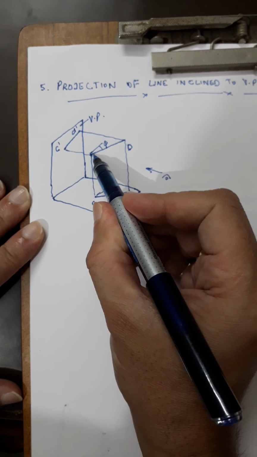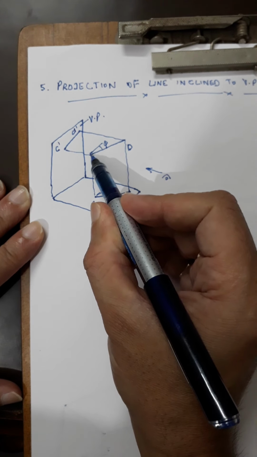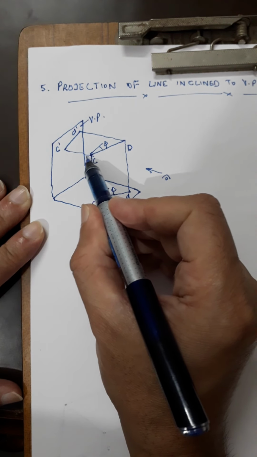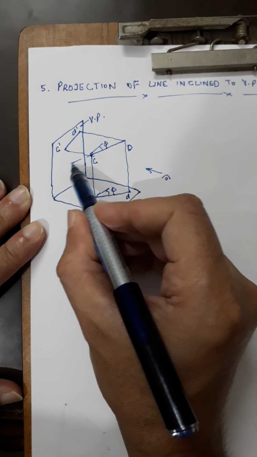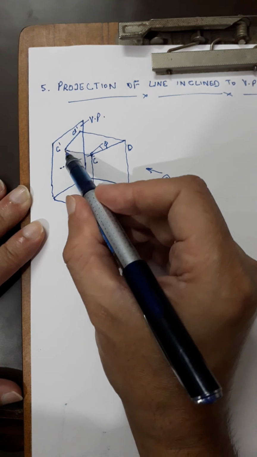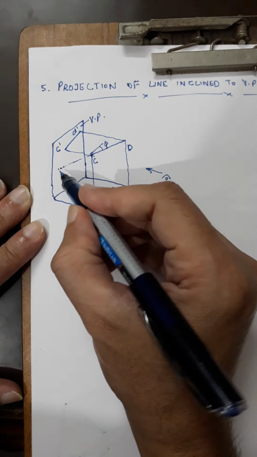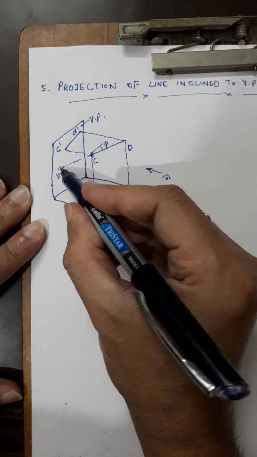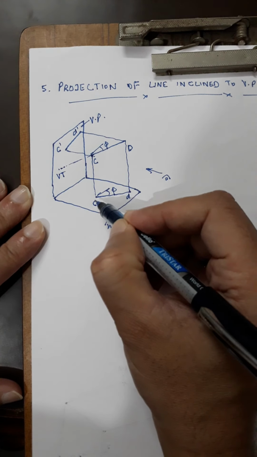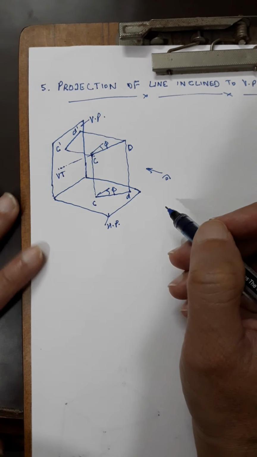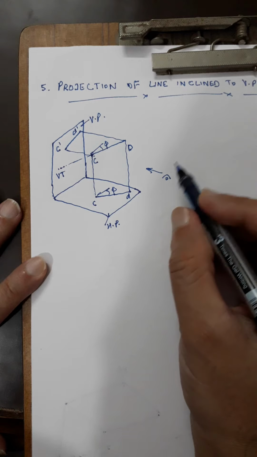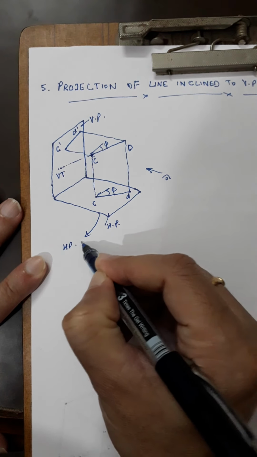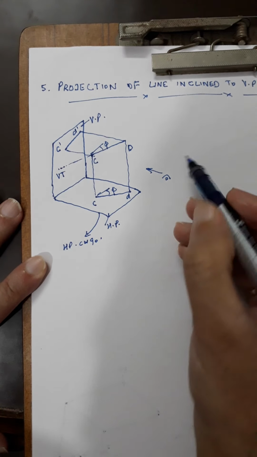Now if it is extended in such a way that it meets one of the principal planes, it will meet here, and this is the vertical trace. This is known as the trace. It will not meet HP because it is parallel to HP. So I will discuss the projections. Now again you have to rotate HP clockwise 90 degrees.